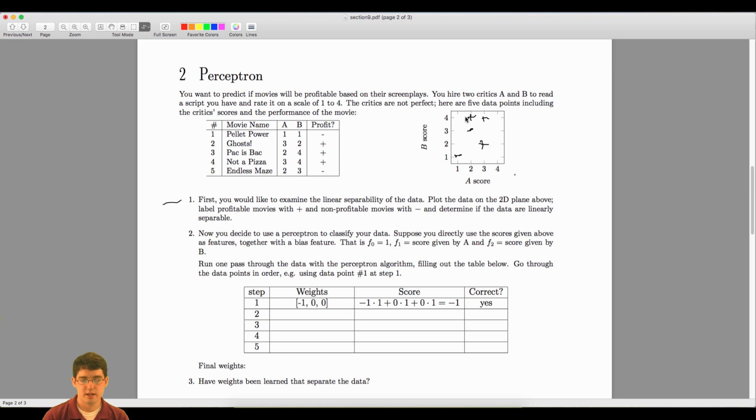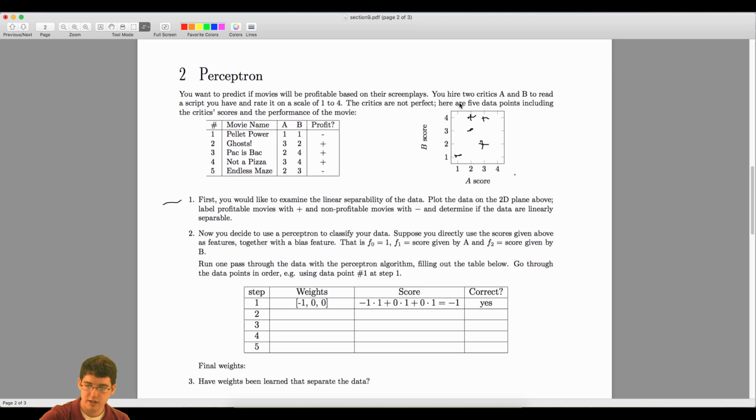So the question here is asking, is this data linearly separable? Why do we care about linear separability? Well, it turns out that our Perceptron algorithm is designed to draw a line between our data, and if you can't draw a line between it with the features we're given, then we won't actually be able to use the Perceptron algorithm to get a perfect classifier on our training data.